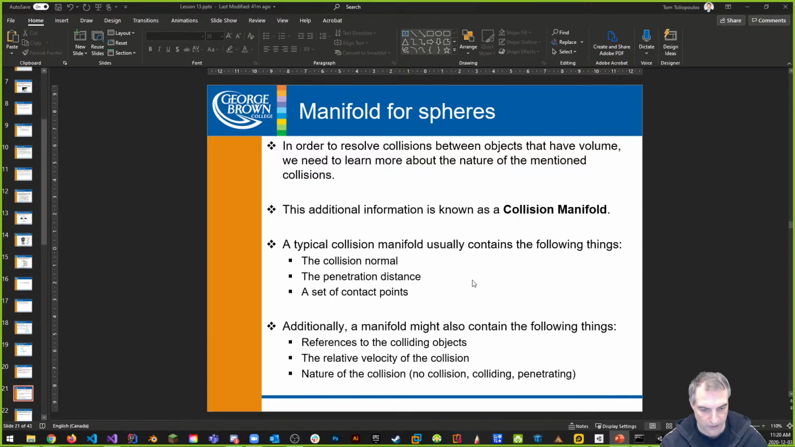And additionally, we want to have references to the colliding objects, so we have to know what the objects collided were and the reference to the entire object itself. Something called relative velocity of the collision, and then the kind of collision, the nature of collision. Did we have a collision? Are we still colliding? Are we penetrating? What kind of collision detection is occurring? Okay.